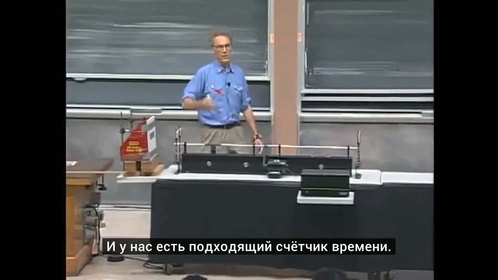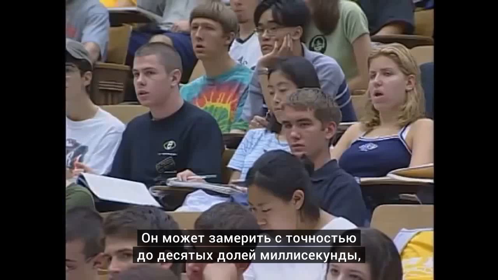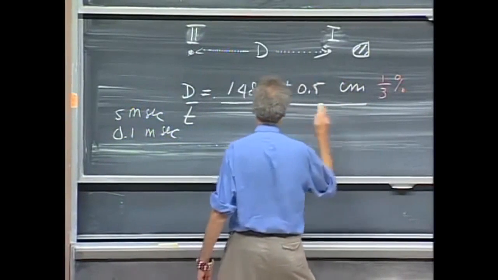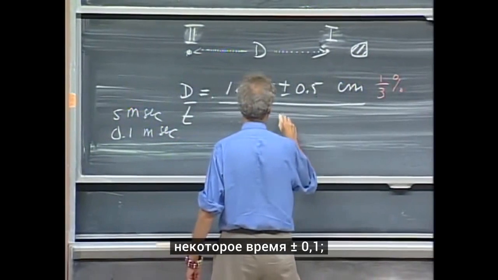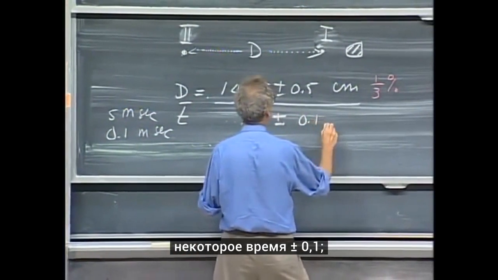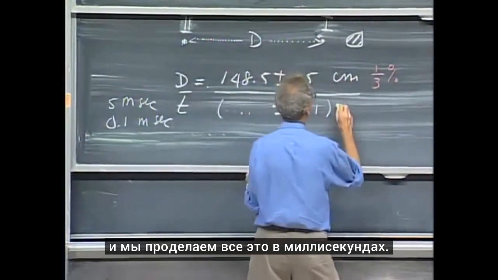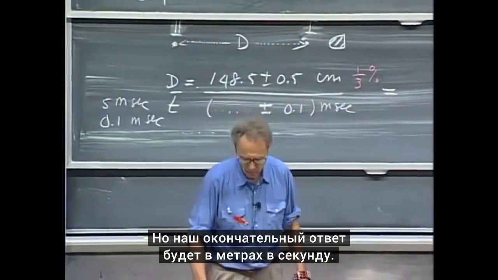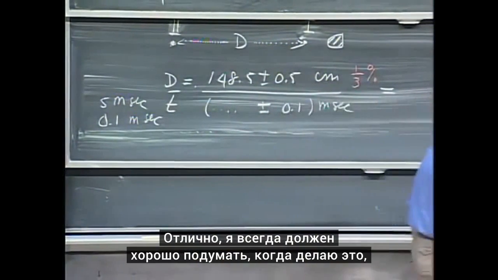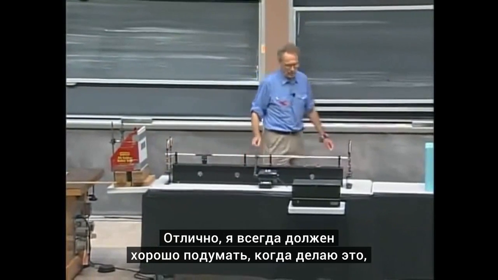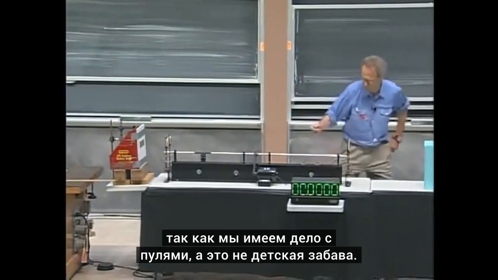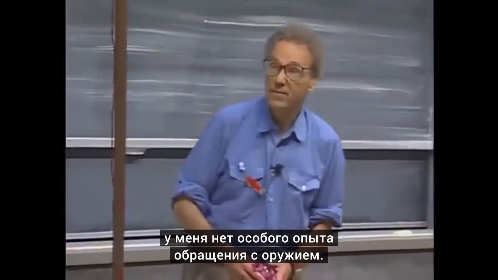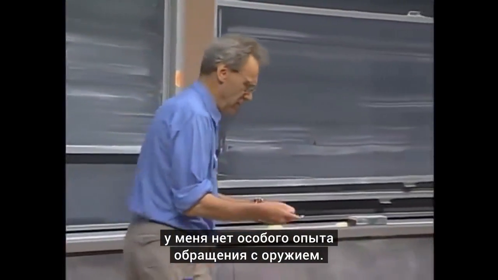And so we do have a timer. It is accurate to about 1/10 of a millisecond. And so now I can measure that time. So I'm going to have here some time that we measure, plus or minus 0.1, and we'll do the whole thing in milliseconds, but our final answer will be in meters per second. All right. I always have to think hard when I do this, because when we deal with bullets, that is no kid stuff. And as I said, I have really no experience firing guns.